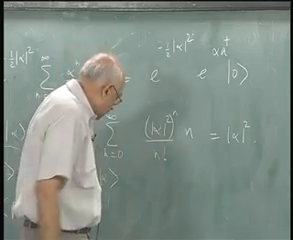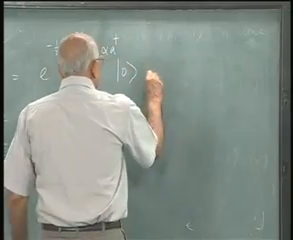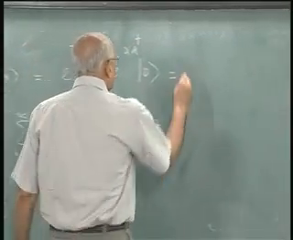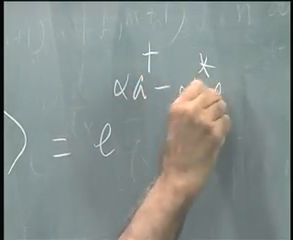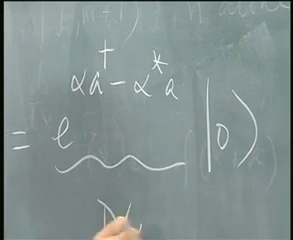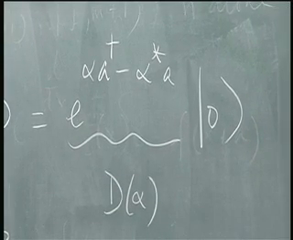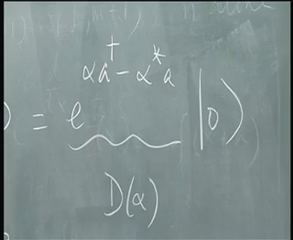produces this coherent state, but an even better way of writing this is by using this Hadamard lemma, the commutation relations. You can also write this as e to the alpha A dagger minus alpha star A acting on 0. That is a very, very important way of writing it. This thing is called the displacement operator D of alpha, it is a function of alpha and alpha star, but I will just omit the alpha star there. It is a unitary operator.